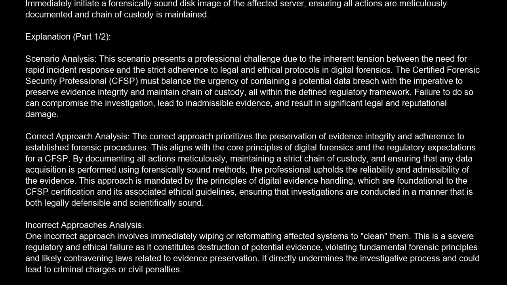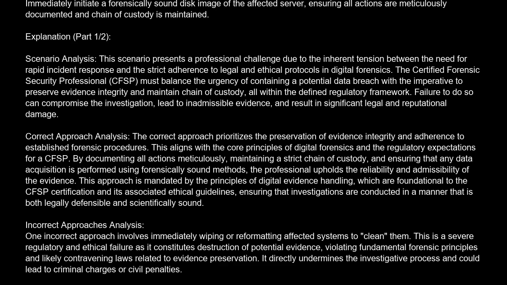This approach is mandated by the principles of digital evidence handling, which are foundational to the CFSP certification and its associated ethical guidelines, ensuring that investigations are conducted in a manner that is both legally defensible and scientifically sound.